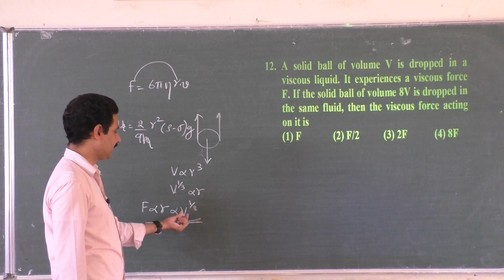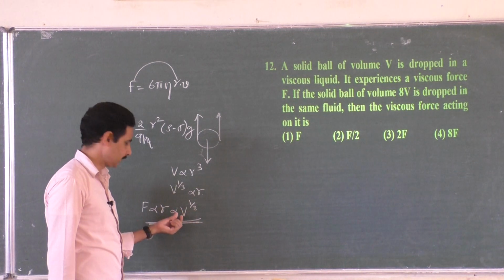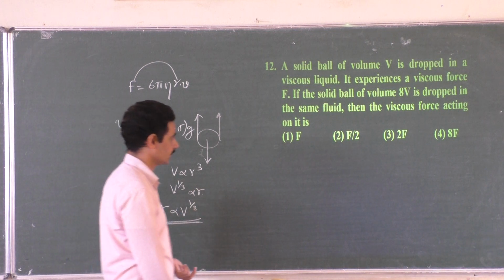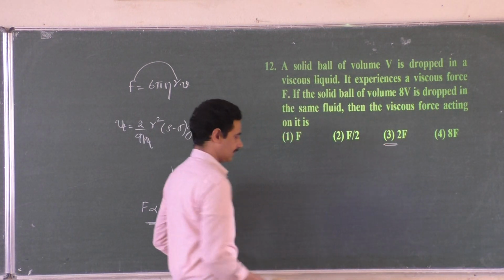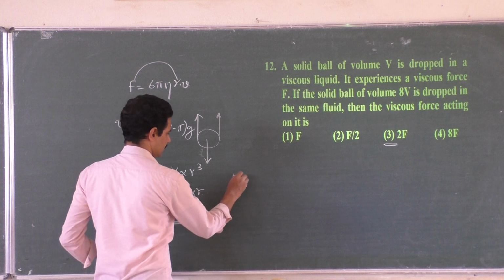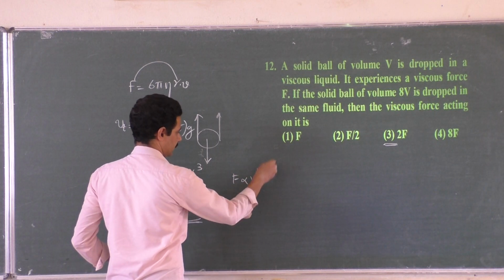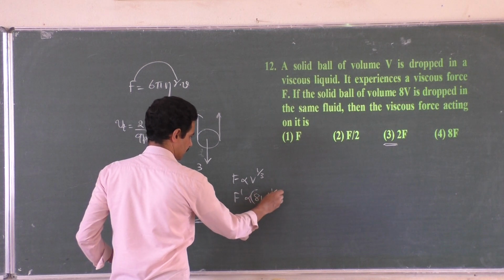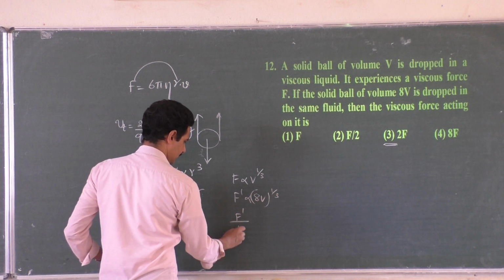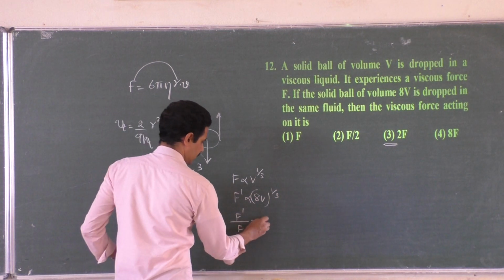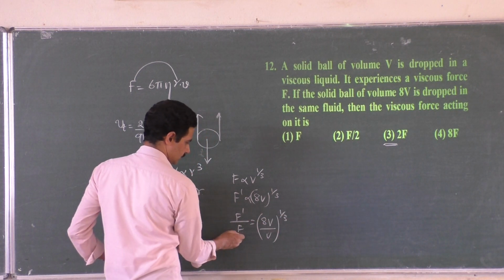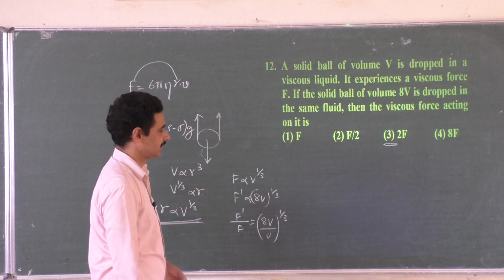Now volume is made 8 times. That means force should become the cube root of 8 times, that is 2 times the original force, 2F. You need not write it, but if you want to: F is proportional to V to the power 1 by 3, F dash is proportional to 8V to the power 1 by 3. Divide: F dash by F is equal to the cube root of 8V by V, and this is 2F. So the option is the third one.